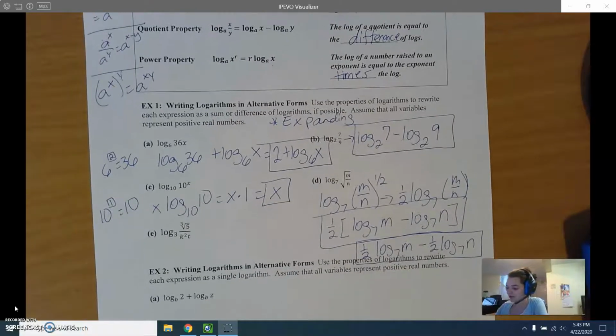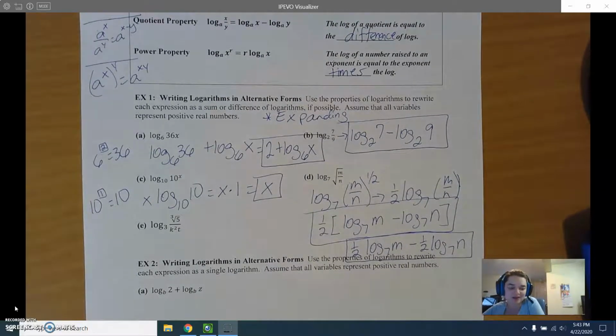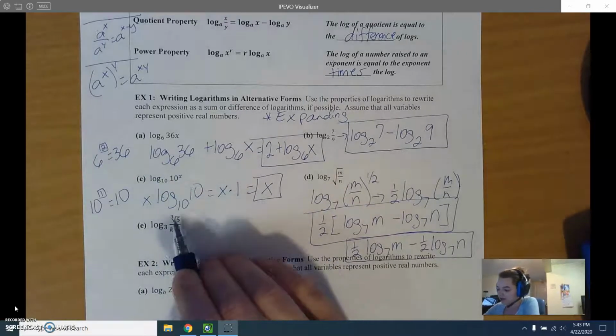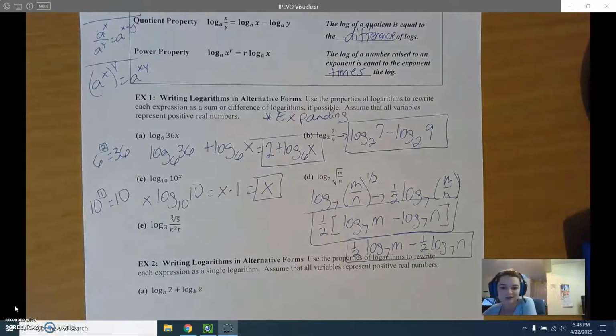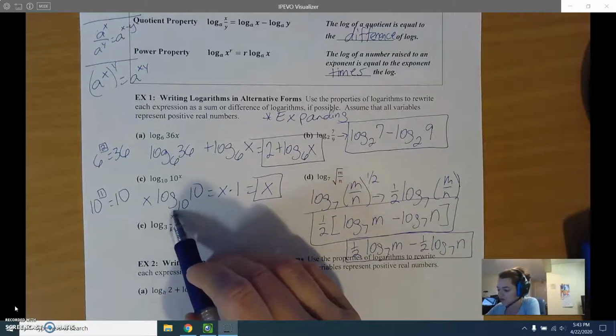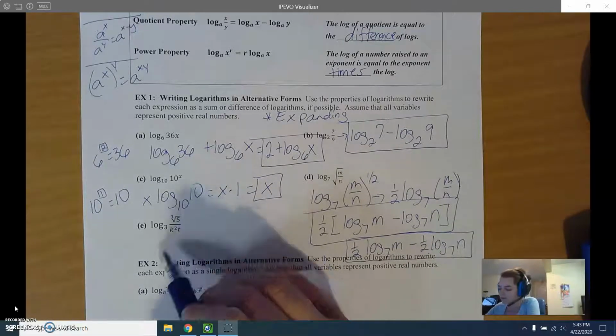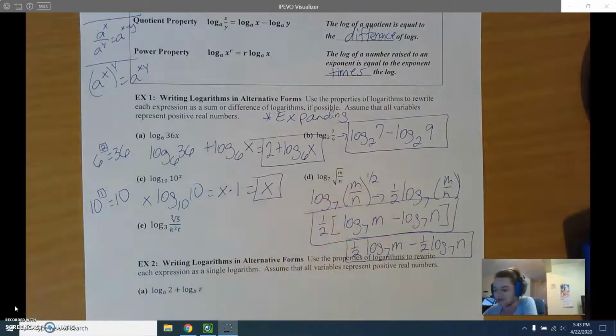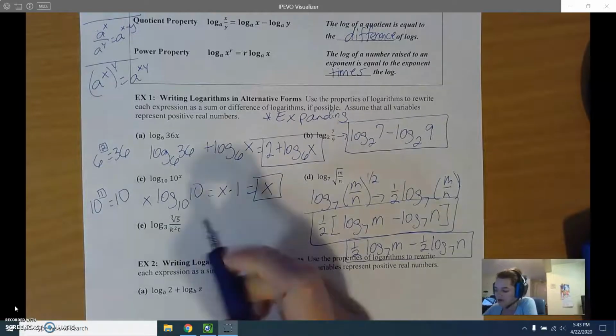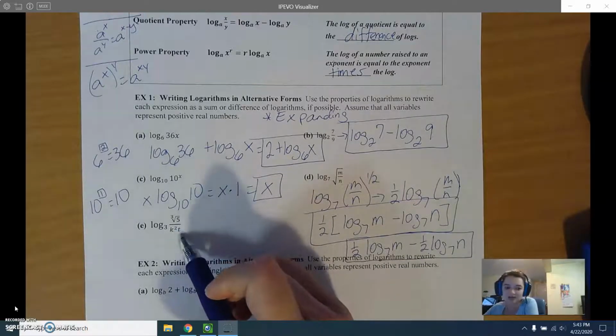In part E, we have lots of things going on yet again. We've got the log base 3 of the cube root of 5 over k squared t. So we've got a lot going on there. So in this one, we've got powers. We've got a cube root of 5, which is the 1/3 power. We've got a k squared, and then just a regular t. And then we also have a lot of division, right? We're dividing by the k squared and we're dividing by the t.